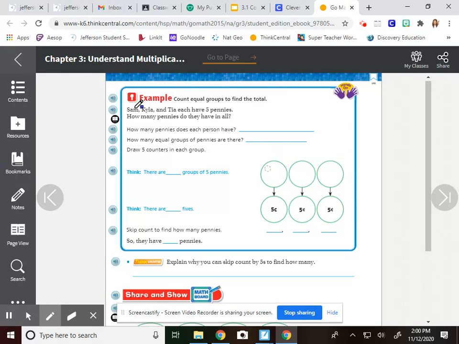Okay, so Sam, Kyla, and Tia each have 5 pennies. I'm going to underline 5 pennies. How many pennies do they have in all? So our first question is, how many pennies does each person have? Take a look back in the problem. How many pennies does each person have? I underlined it here. 5 pennies.